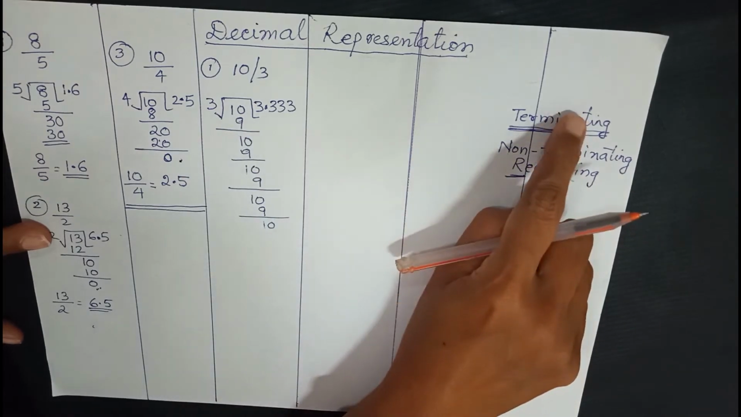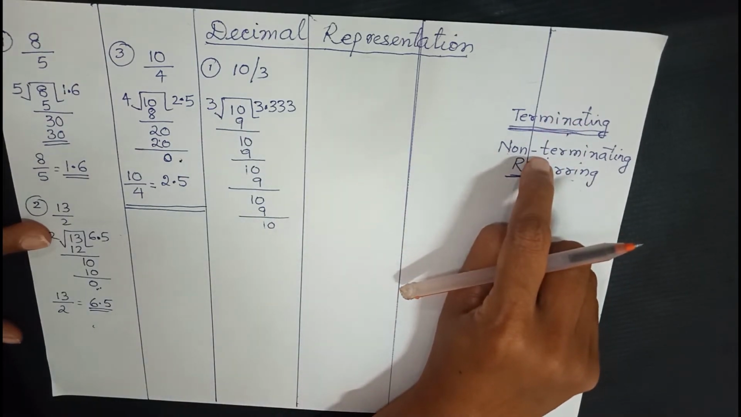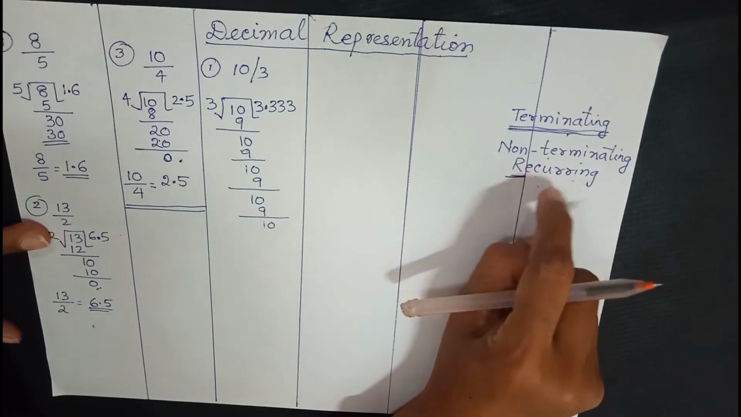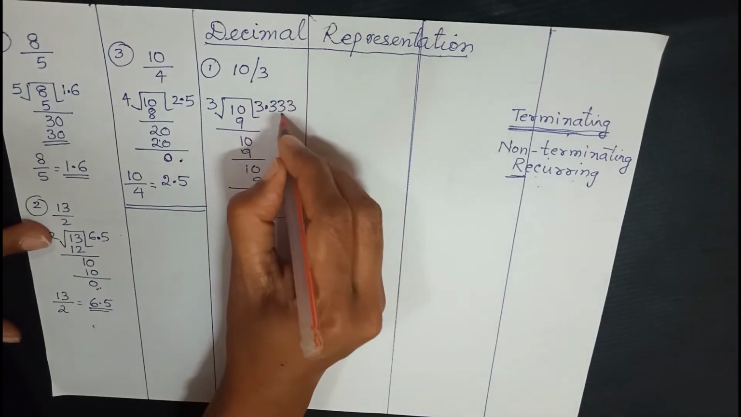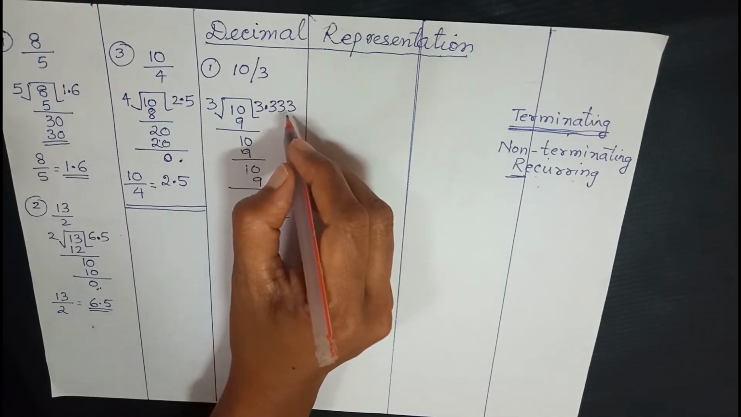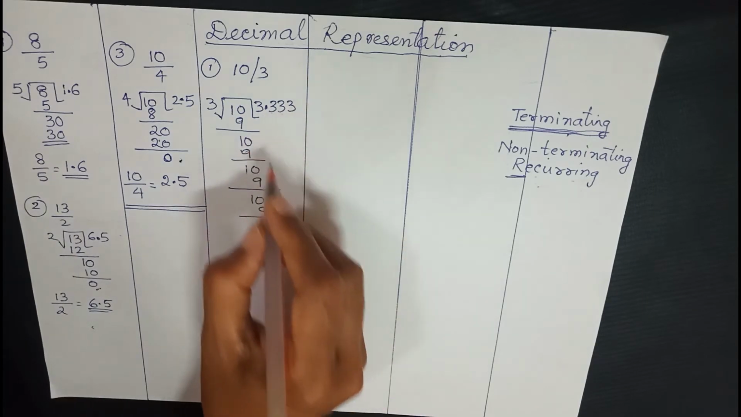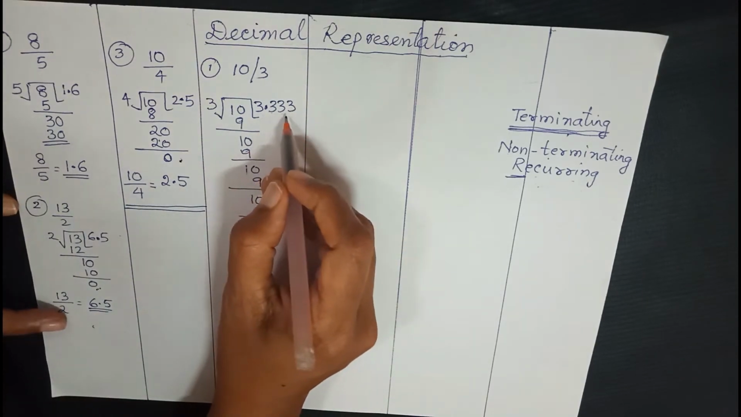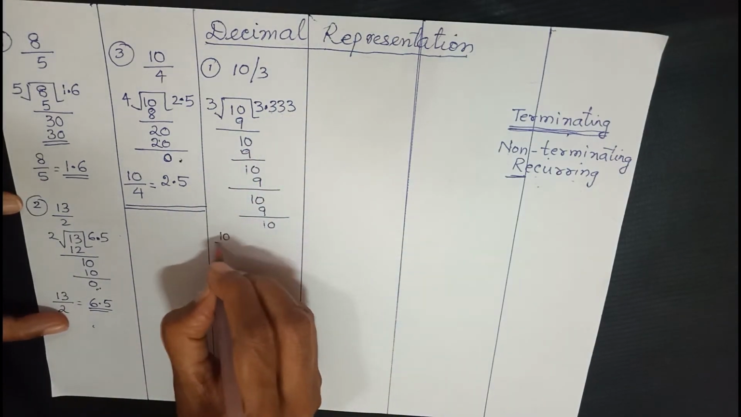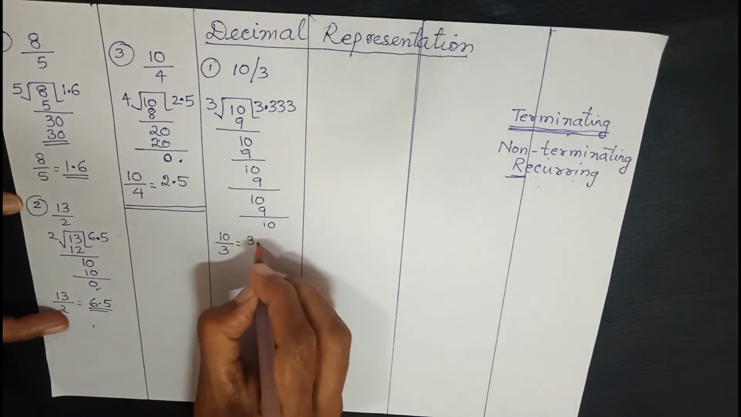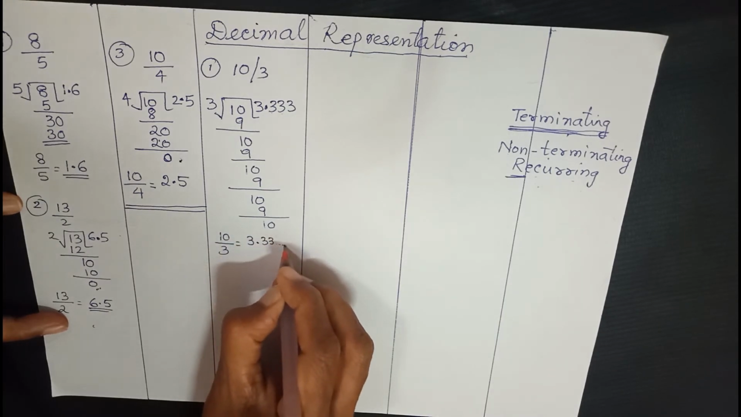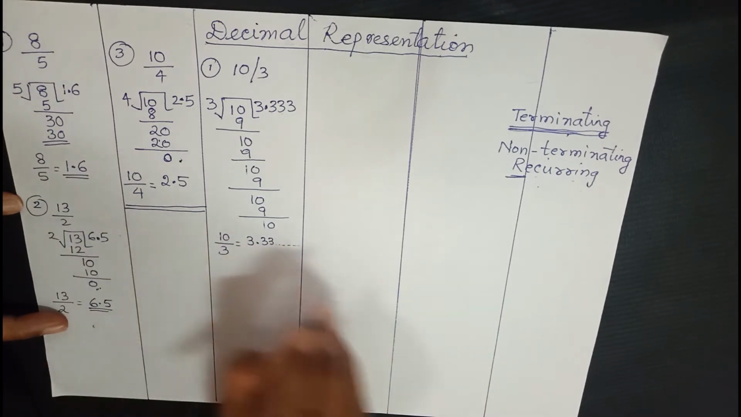It is not terminating. That is why it is called non-terminating. And the number repeating after the decimal point is 3. 3 is getting repeated again and again. That is why it is called recurring. Then how do you represent this? 3.333. This division will go on unending, infinite.